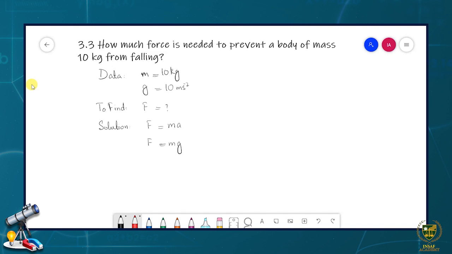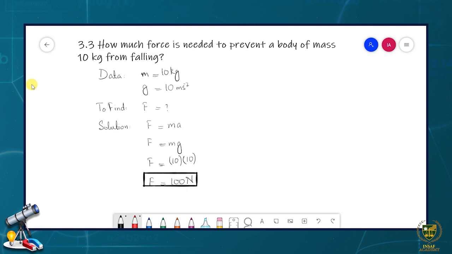Now just we have to put the values in it. So F is equals to mass है 10 kilogram and g is 10 meter per second square. So 10 into 10, which is equals to 100 Newton. So this is the amount of force which is required to prevent the body from falling.